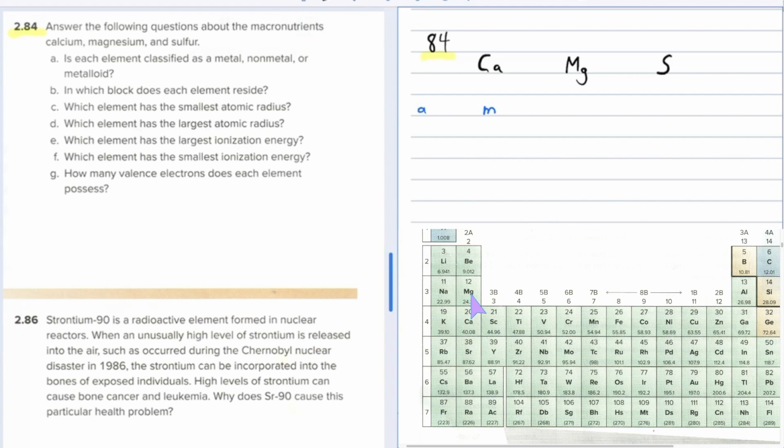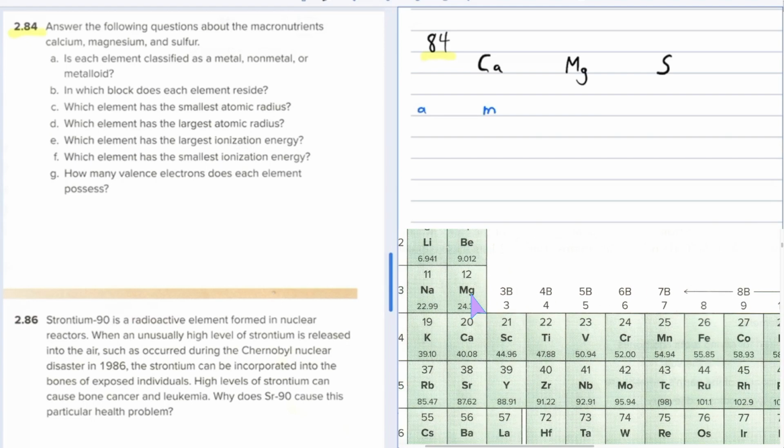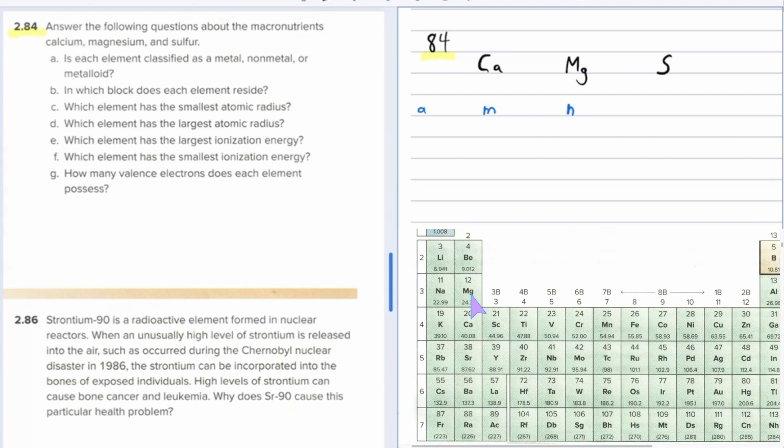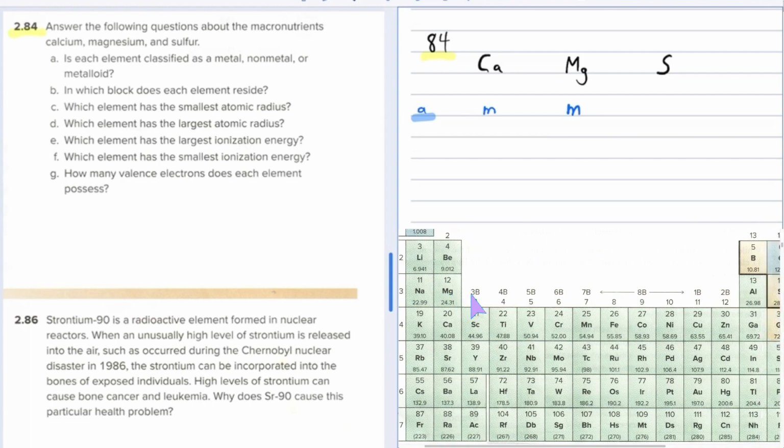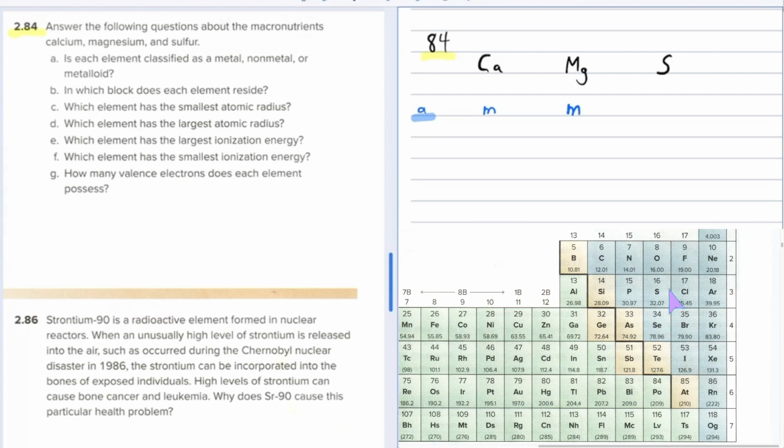Magnesium is right above calcium. It's also a metal. Okay, metal. And then sulfur is over there in the nonmetal region. So non-metal.